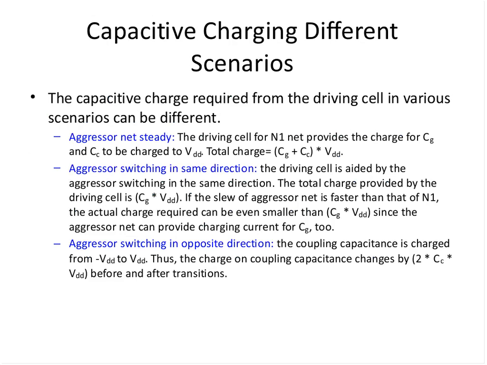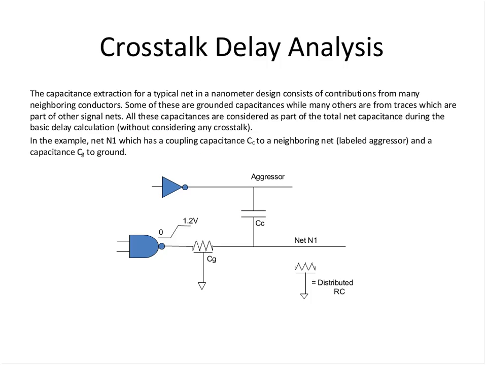If the aggressor net switches in the same direction, the driving cell is aided by the aggressor switching. If the timing windows overlap here, then the aggressor is helping CG to switch to VDD. So it will help in the delay part, which means the delay will be less. Case one is when the aggressor is silent and not switching: there will be some delay X. But when the aggressor is switching in the same direction, it helps the victim, and the delay will be less than X.